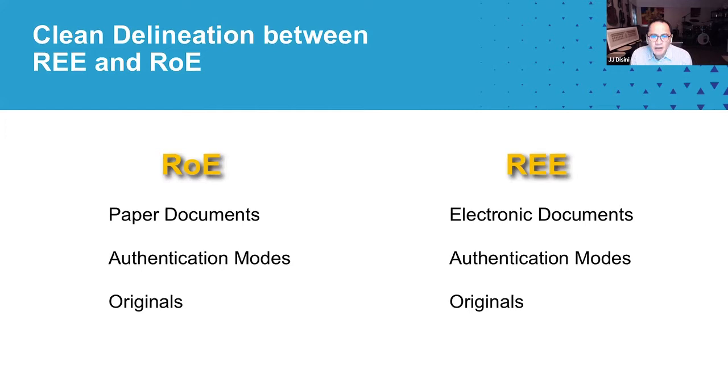In the old rules of evidence, there was a difference between what was an original in the rules on evidence and what is an original in the rules on electronic evidence. But now, since the duplicate original rule has been adopted, there doesn't appear to be a difference between the two. Okay, so just to go back a bit, a short history of the rules on electronic evidence.